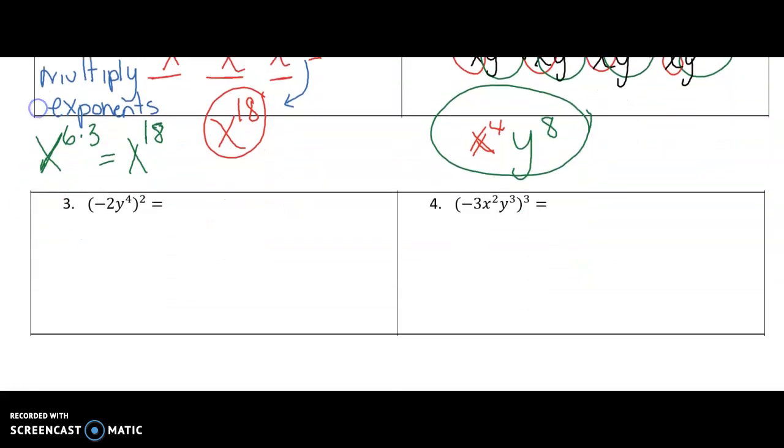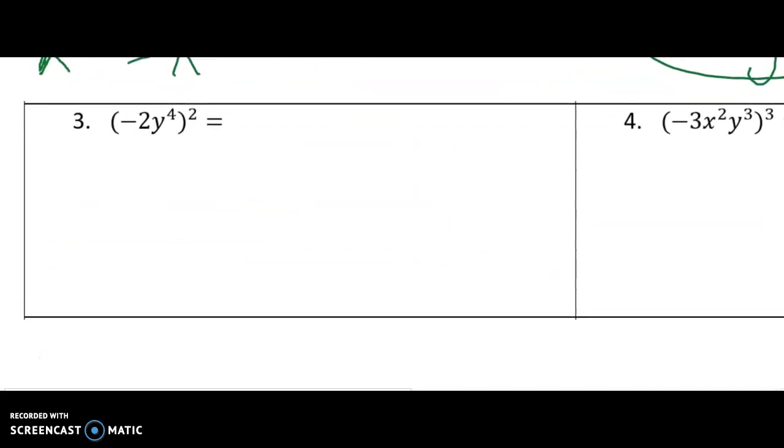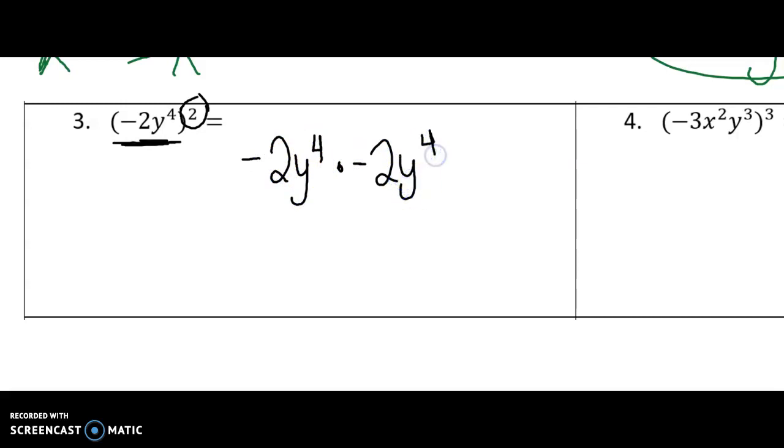Now, let's look at this one, number 3. This is the one where students start making a little bit more mistakes just because of the negatives. So I'm going to recommend that you're very careful with this one. We have everything in the parentheses to the 2nd power. So I'm going to write it like this. Negative 2y to the 4th times negative 2y to the 4th.